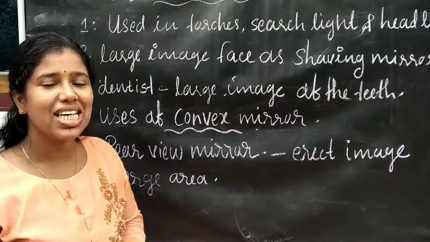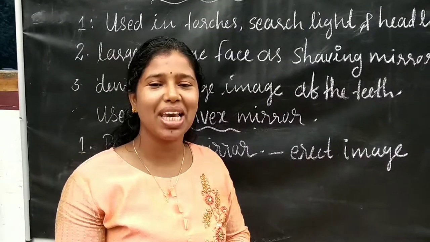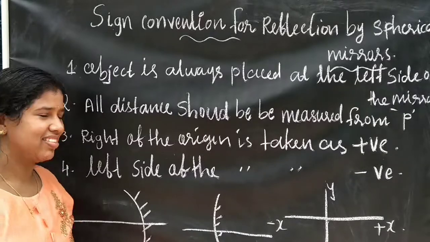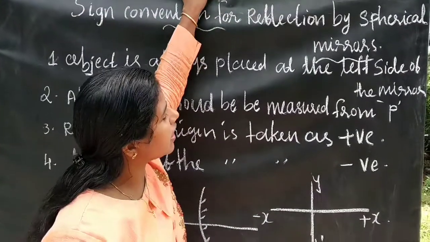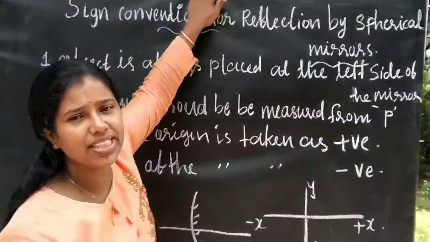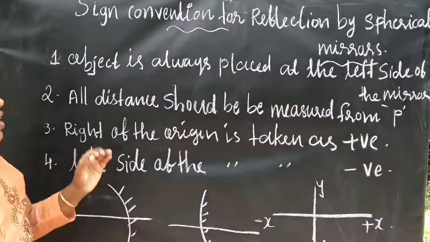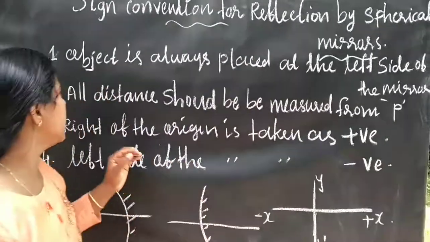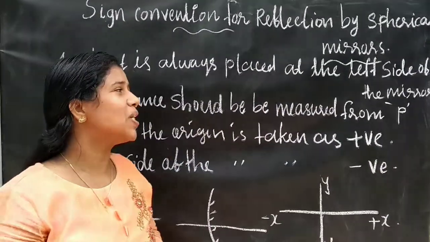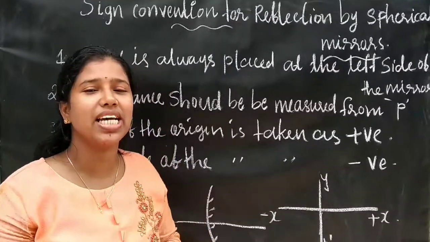Next is sign convention for reflection by spherical mirrors. Object is always placed at the left side of the mirror. Sign convention for reflection by spherical mirrors. First point: the object is always placed at the left side of the mirror.